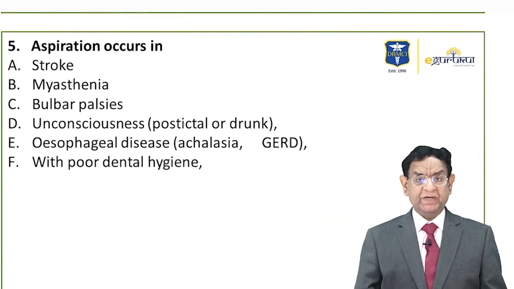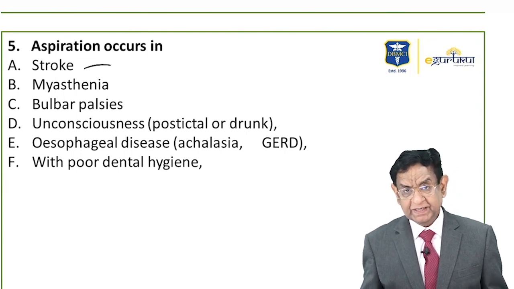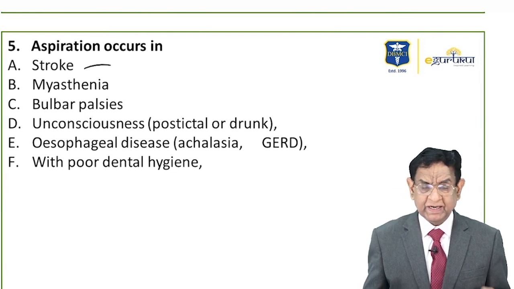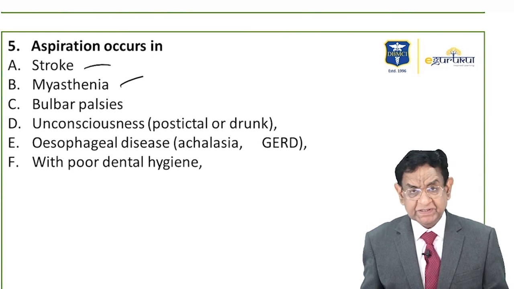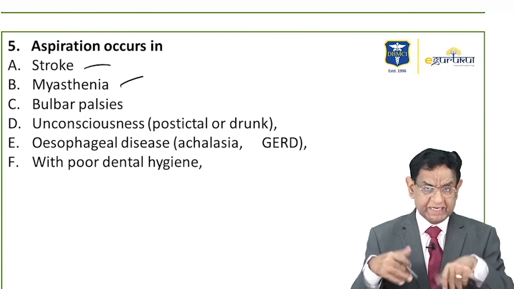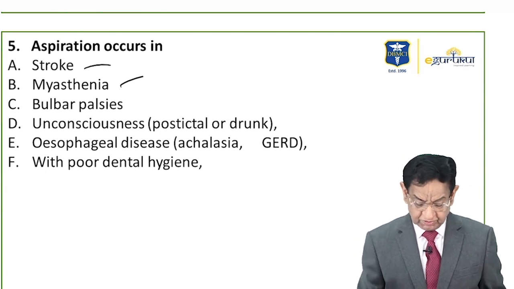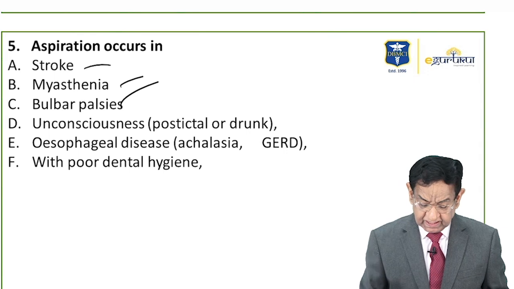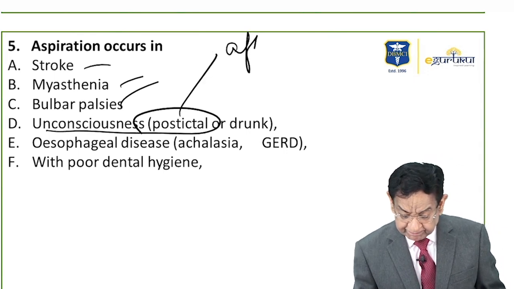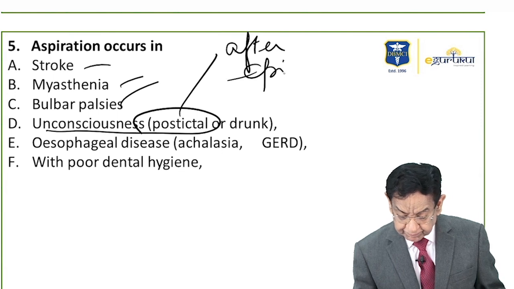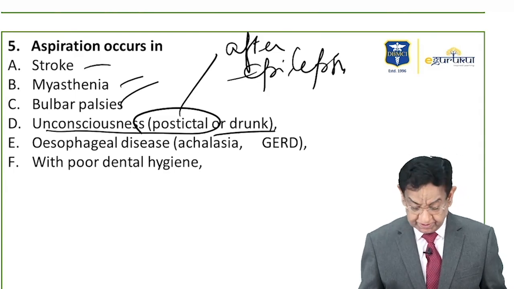Now, in which patients can aspiration occur? A patient with stroke, definitely. He is paralyzed, he is not able to cough up. Myasthenia gravis patient, definitely the muscles are weak. He is not able to cough up, and the aspiration may go into the lungs also. Bulbar palsies, unconscious patients, especially post-ictal, meaning after epilepsy. Or a totally drunk patient.